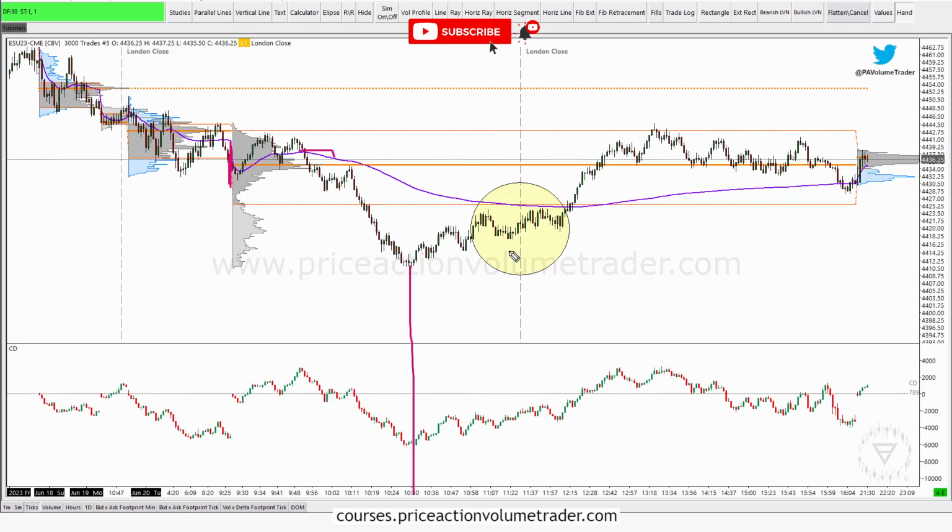right here. And then this area right into the Europe close, you can see that during this period, the cumulative delta started going more sideways and price as well just started sort of consolidating. So we did have a push down and a push up. And then here during the Europe close, we had a period of just sideways consolidation.